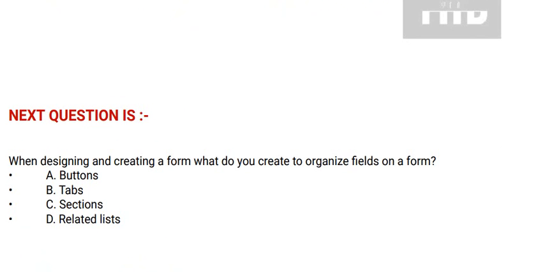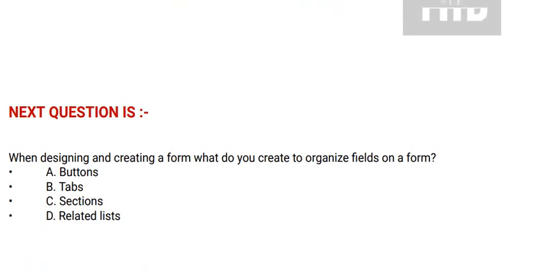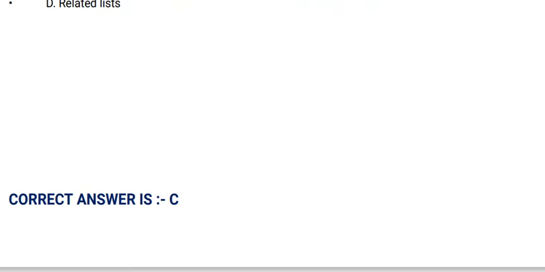Next question is, when designing and creating a form, what do you create to organize fields on a form? Option A, buttons. Option B, tabs. Option C, sections. And option D, related lists. The correct answer is option C.